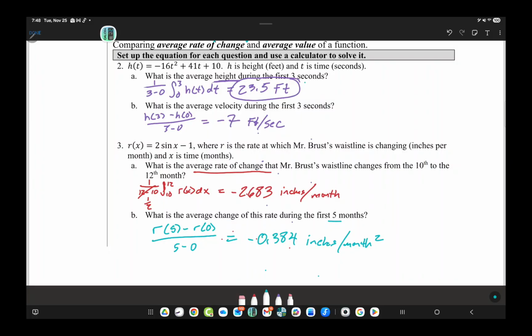So again, the difficulty isn't really doing the work. It's knowing how to set up the question. Because again, sometimes when you're asked to find the average rate of change, well, sometimes that's slope, and sometimes that's your average value function, depending on if your function is a rate of change function. It's important to note the difference.